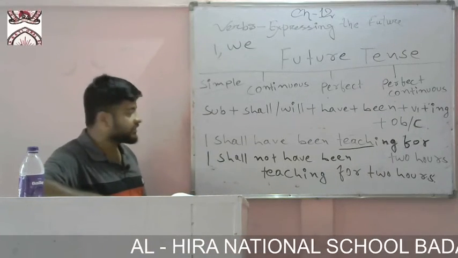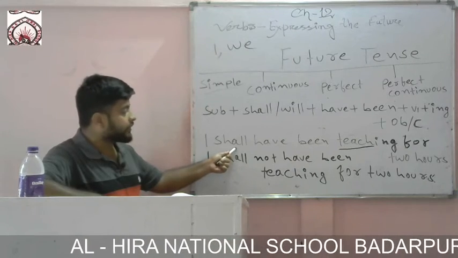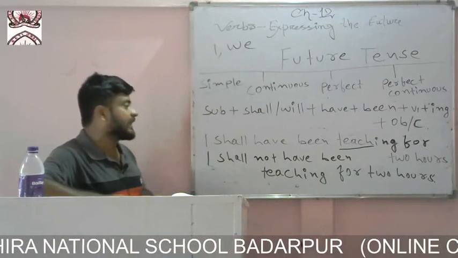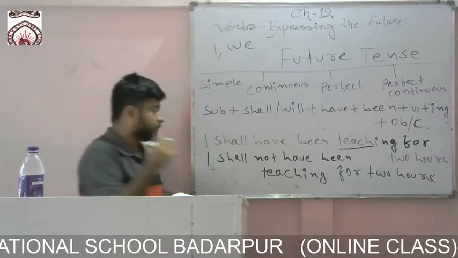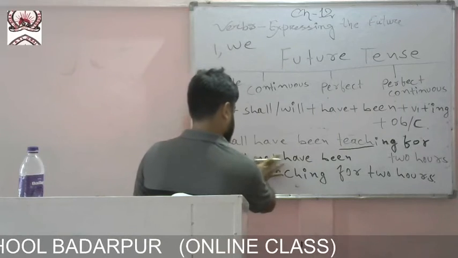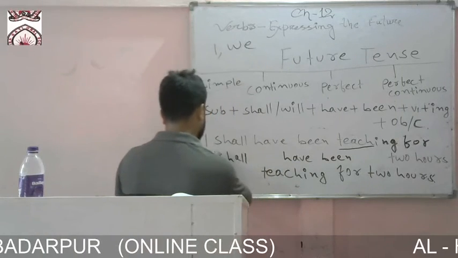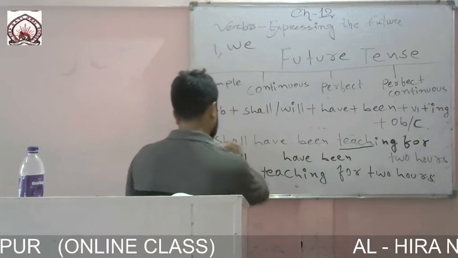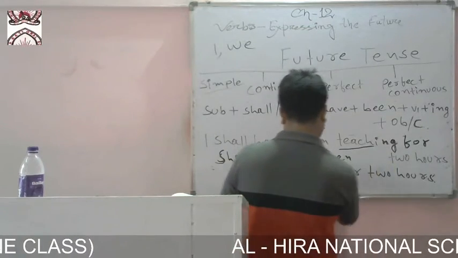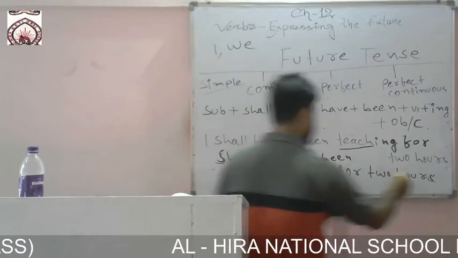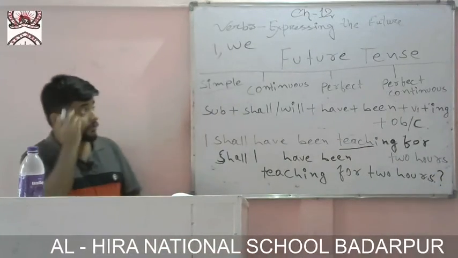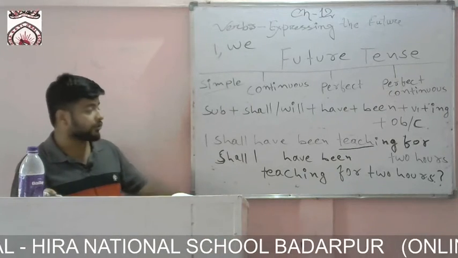Now if I want to change this affirmative to interrogative, then just bring the auxiliary verb at the beginning. Shall I have been teaching for 2 hours? Then question mark at the end. It became interrogative. Future perfect continuous interrogative.